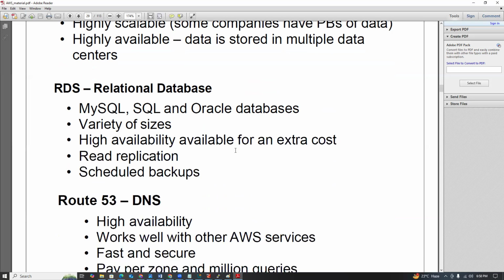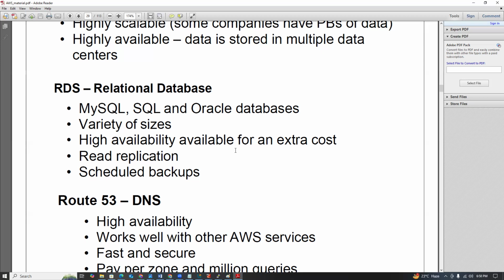RDS. What is RDS? Relational Database Service. They provide it as a service. They install the OS, then install the Oracle DB, MySQL DB, PostgreSQL DB, or DB2 DB, and give it to you as a service. Everything is provided as a service: MySQL, SQL Server, Oracle databases, in a variety of sizes. High availability is available for an extra cost, along with read replication and shared backups. These are provided in RDS.